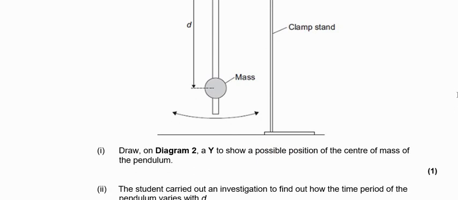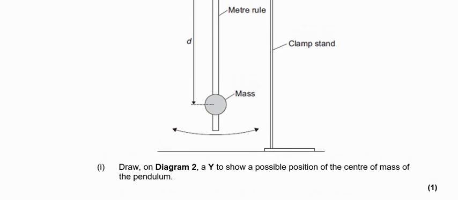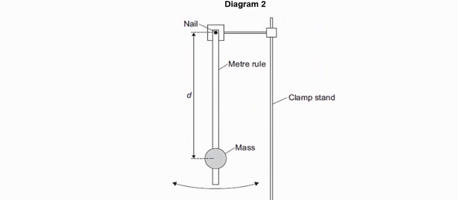Draw on diagram 2 a Y to show the possible position of the center of mass of the pendulum. This is quite a tough question. We need to think that there are actually two objects here. There's the mass and the meter rule. So the mass has its center of mass here. The meter rule has its center of mass around here. So that means that the center of mass of the whole pendulum has to be between there and there. So somewhere around here. Many people didn't get this because they marked the center of the mass. Unfortunately, the meter rule also has mass. Complicated question.